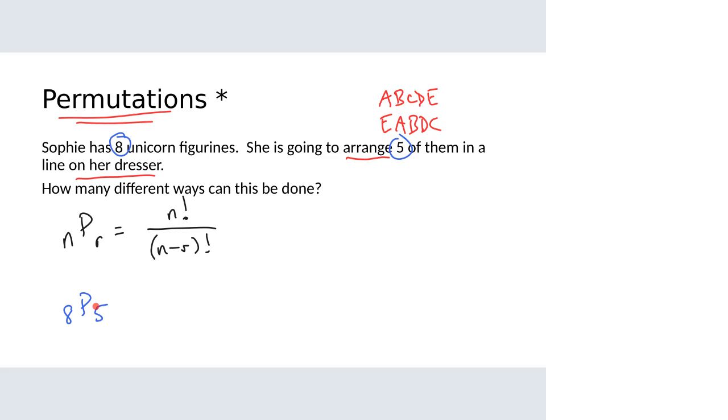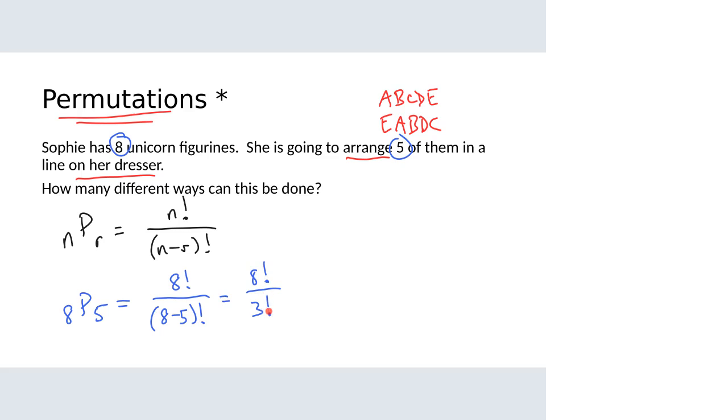If you're comfortable and happy using the button on your calculator, it's perfectly fine for you to do that. I'm going to work this one out by hand just so you see what's happening inside your calculator and so that you know how to do it just in case anything goes haywire with your calculator during a homework or a quiz or an exam. So we'll have 8 factorial over 8 minus 5 factorial. Doing what's in the parentheses first, we'll subtract and have 3 factorial on the bottom.